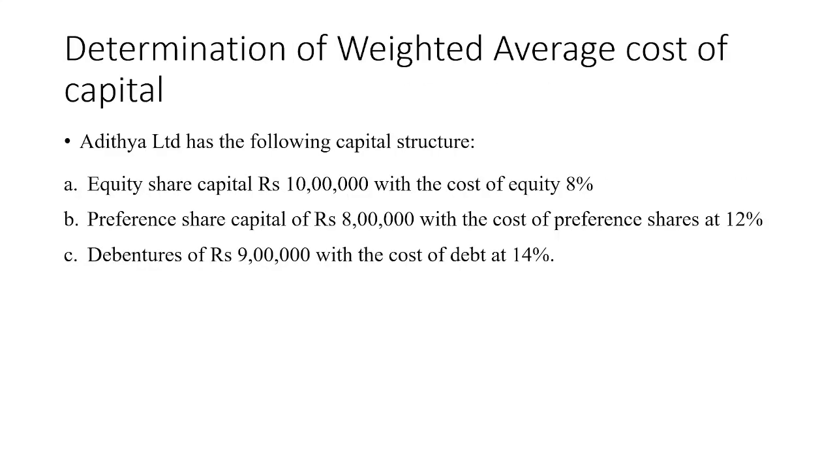Now, we will find out the weighted average cost of capital of a firm. Aditya Limited has the following capital structure. Equity share capital rupees 10 lakh with the cost of equity 8%. Preference share capital of 8 lakh with the cost of preference shares 12%. Debentures 9 lakh with the cost of debt 14%. So, we have information about the capital structure of a firm, that is the equity share capital is 10 lakh and the cost of equity KE is equal to 8%. Preference share capital is 8 lakh and the cost of preference, that is KP, is equal to 12%. The debentures 9 lakh and the cost of debt KD is equal to 14%.